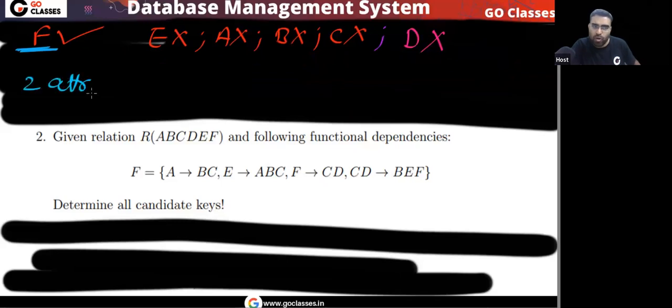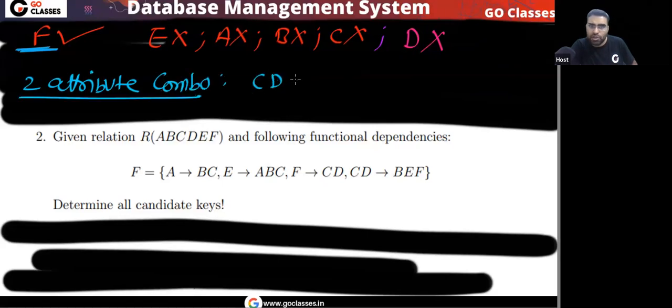Two attribute combo. Which next combination will you check? CD you have checked, so you don't have to check among these people. The next 2-2 combination will be ED. Yes or no? You have to check ED, AD, BD, and CD. Tell me, which of them will give me R?